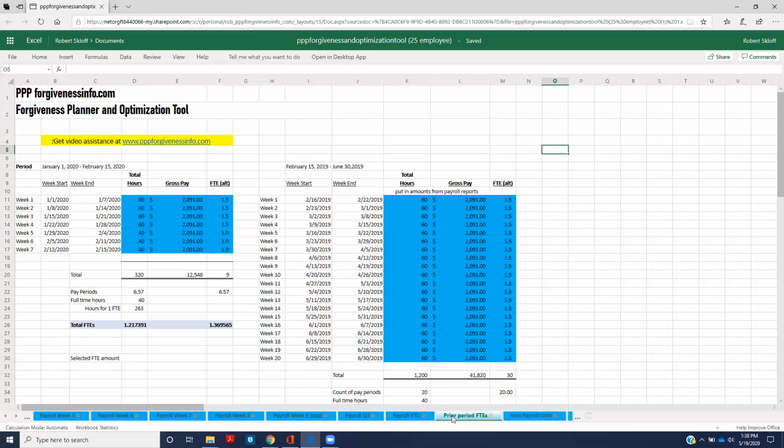Please remember that the hours and pay for the first and last periods may not be the same as the period listed. If there is an overlap, you will need to allocate the hours or get payroll reports that will give the hours only for the period suggested.